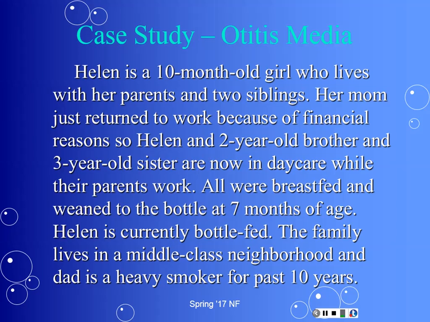So Helen's a 10-month-old girl. She lives with her parents and her two siblings. Her mom just went back to work because of financial reasons. So Helen and her 2-year-old brother and 3-year-old sister are now in daycare while mom and dad work. They were all breastfed and they were weaned to the bottle around 7 months of age. And Helen is currently bottle fed. Their family lives in a middle-class neighborhood and dad has been a heavy smoker for the past 10 years.